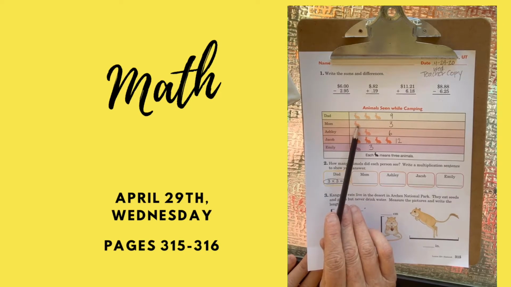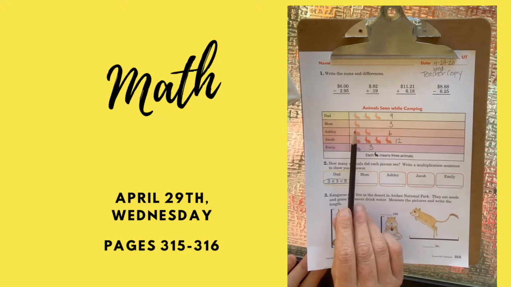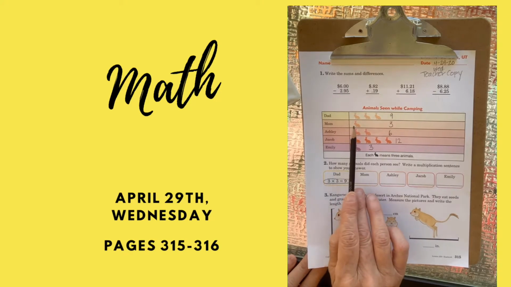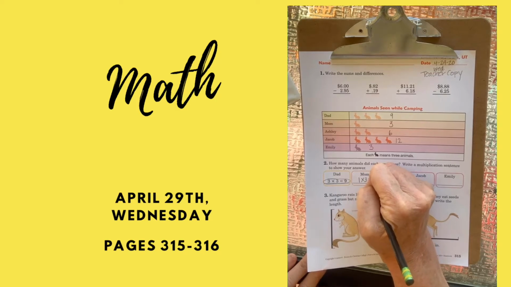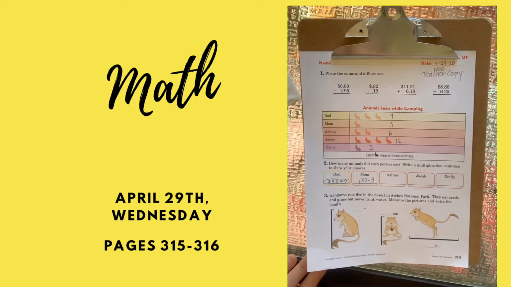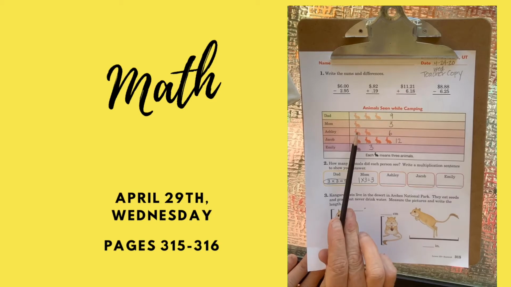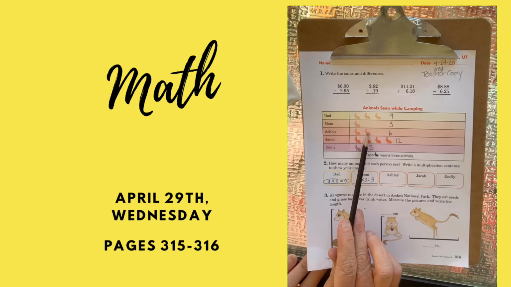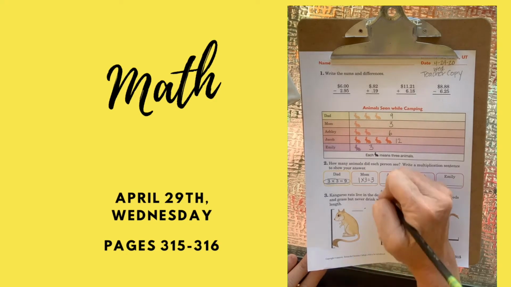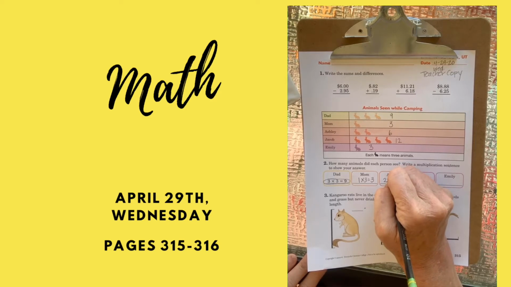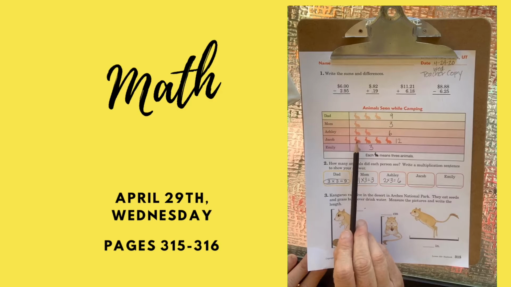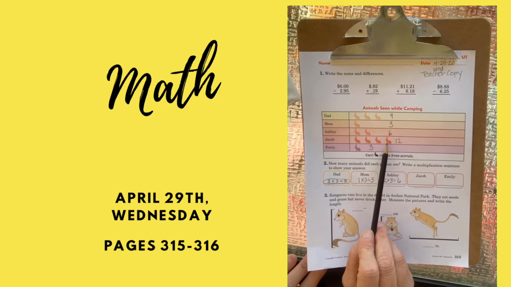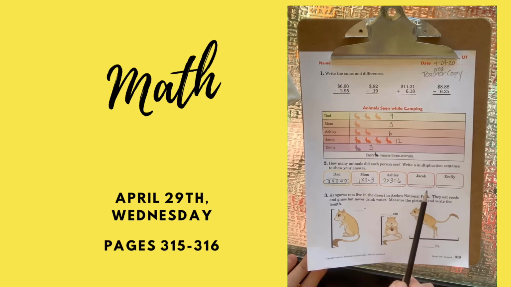So how many did Mom see? Because this is 3 animals, she saw 1 group of 3 animals. Okay? How many groups of 3 did Ashley see? 1, 2. 2 groups of 3. That's how you got 6. How many did Jacob see? 1, 2, 3, 4 groups of 3. Okay, you do these 2.